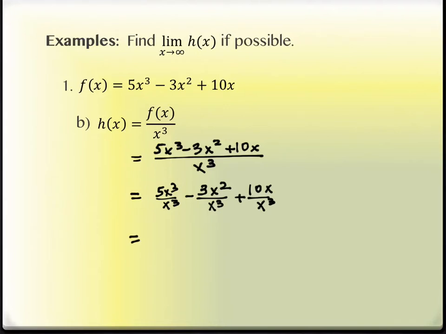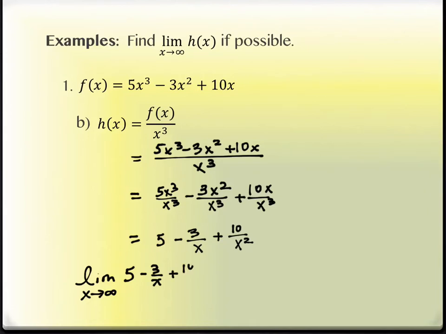So 5x cubed over x cubed is 5. 3x squared over x cubed is 3 over x, and it's a negative just for the sake of writing. And then I have 10x over x cubed, and that's 10 over x squared. Everybody good so far? That's algebra. And then what I want, the calculus part, is the limit part. I want the limit as x goes to infinity of that, the 5 minus 3 over x plus 10 over x squared. I want the limit of that.